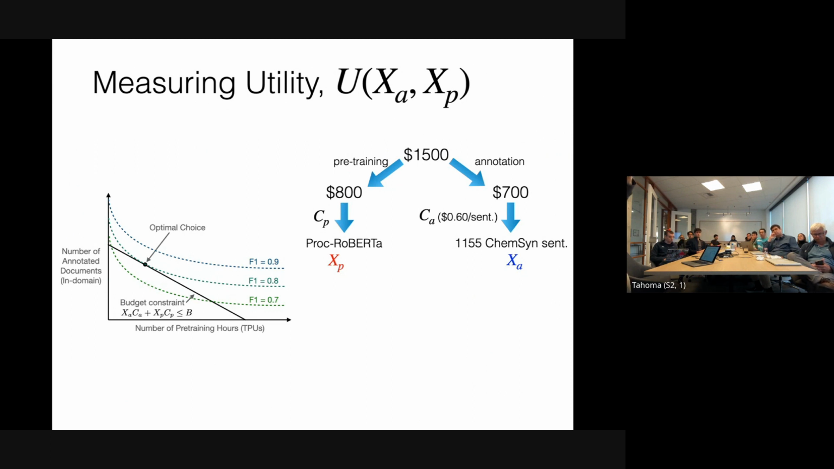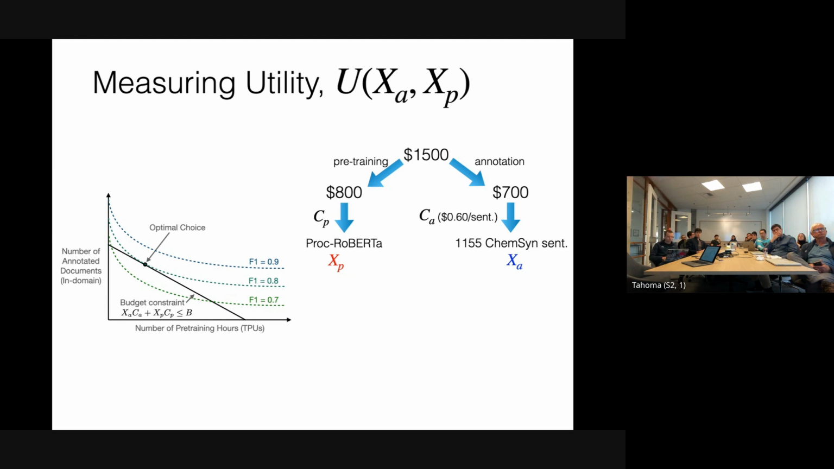So this is what the setup looks like for the experiments. Basically, we start out with some fixed budget, in this case $1,500, to train a model to adapt to chemistry information extraction. The first thing we do is allocate a portion of that budget to in-domain pre-training. In this case, we're starting with a Roberta checkpoint and then doing continued pre-training on this chemistry domain. And that costs $800.